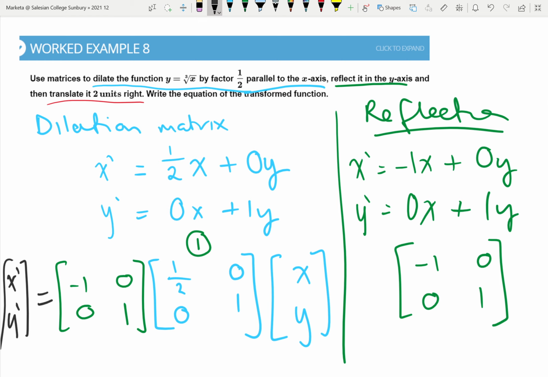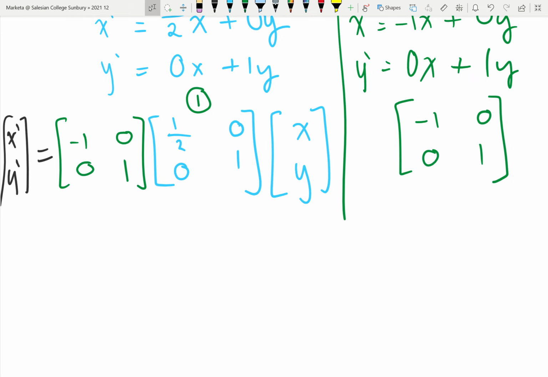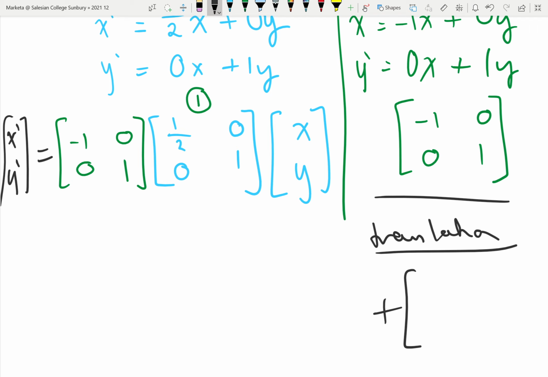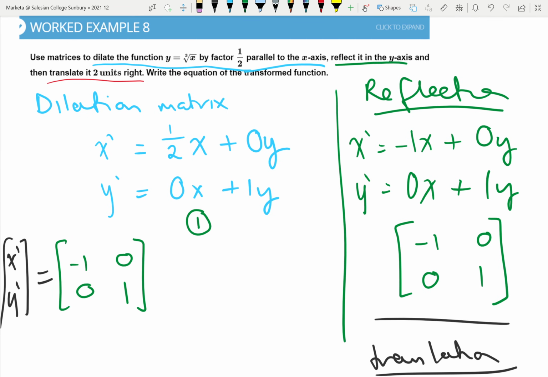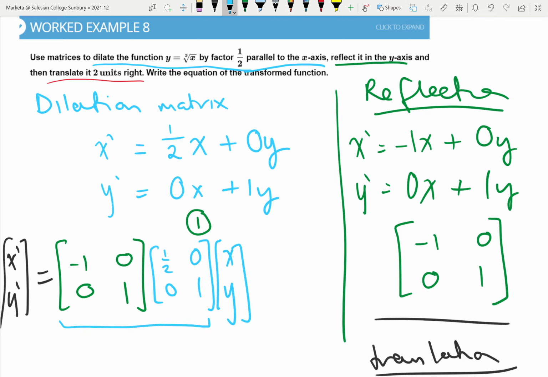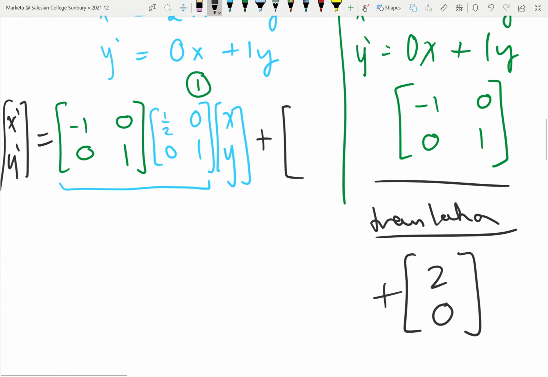And well, now the last bit is we are translating 2 units to the right. So the translation matrix, 2 units to the right, we're going to be adding on 2 units right, which is affecting the x, and then just 0 for y. So I don't really need that plus there. I just write 2. So I might try and make that a little bit smaller just so I can fit it all in here. Half 0, 0, 1, and x, y. That's my original point. So look at this. This is a multiplication times the original point. So dilation and reflection are multiplication. And then my translation, I always add the translation matrix. So 2, 0.